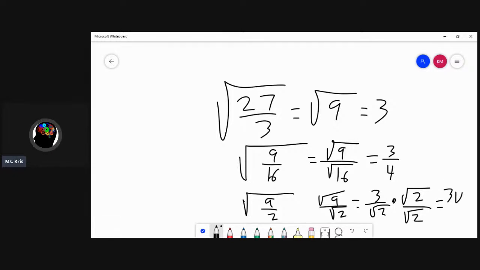And 3 times the square root of 2 gives me 3 square root of 2. And of course, the square root of 2 times the square root of 2 is 2, because the square root of 2 times the square root of 2 is the square root of 2 squared. And of course, when the roots cancel, that leaves the number on the inside. So whenever you multiply the same root to itself, the roots will cancel. Therefore, you should have a whole number. So your answer to the square root of 9 over 2 is 3 square root of 2 over 2.